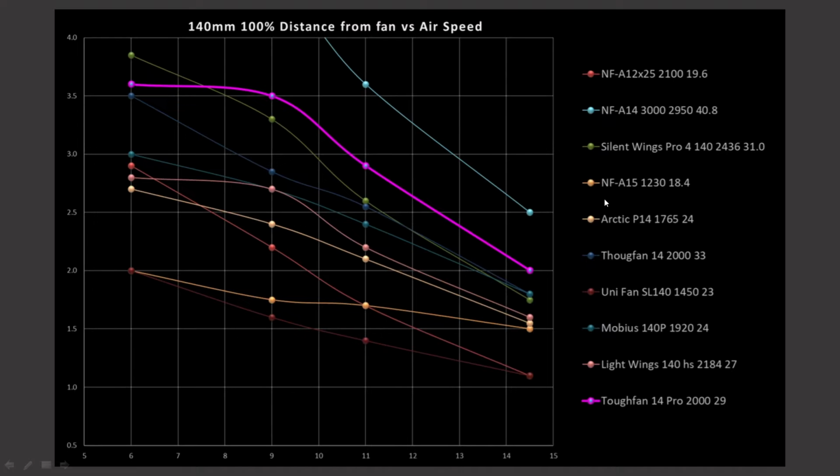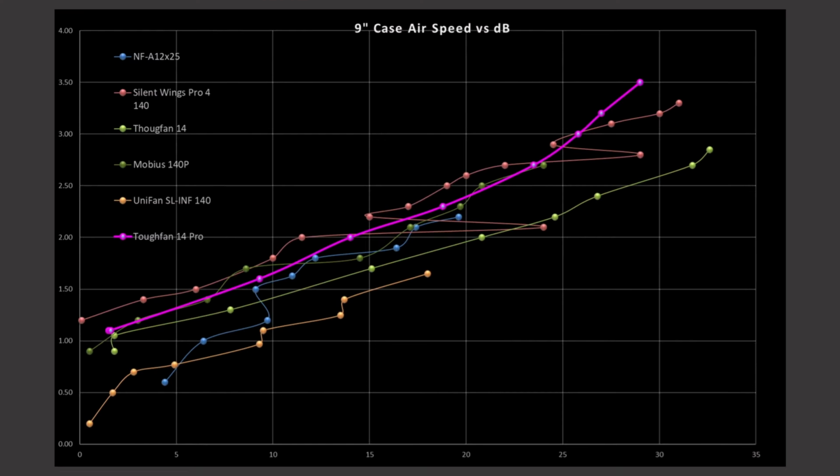So RPM matters. The A14 3000 RPM fan blows everybody else out of the water, as you can see right there. But if you're looking at regular speed fans, the green line is the Silent Wings 4 Pro 140. Again, maximum RPM, so it's spinning at 2,400 RPM. It is losing to the Toughfan 14 Pro at 2,000 RPM. The Lightwings 140 is losing to this fan. The regular Toughfan 14 right here in this dark blue is losing to this fan.